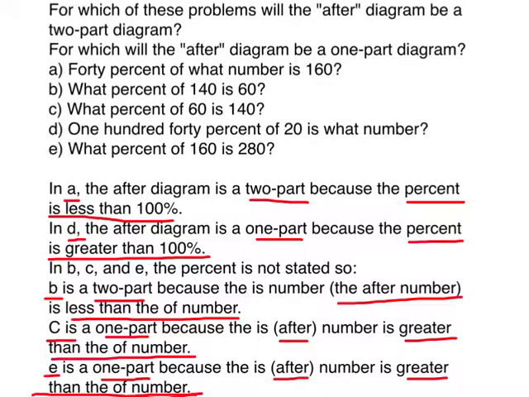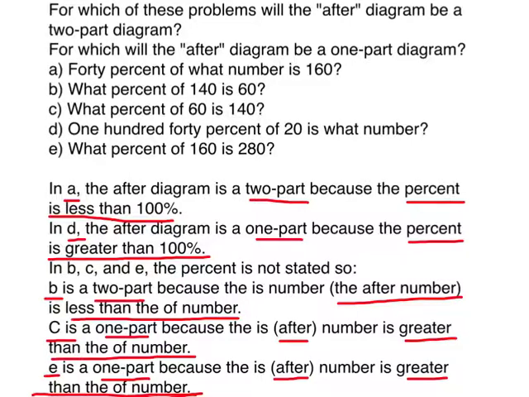Now this may seem a little confusing because we've been working with these diagrams, and you know that typically the before diagram is the number that is 100%, the whole. In the after diagram, it has been divided into two parts. You have two different percents and two different numbers. But this says, for which of these problems will that after diagram be a two-part diagram, and for which will it be a one-part diagram? So basically I've just written down here the rules and the way you can determine.